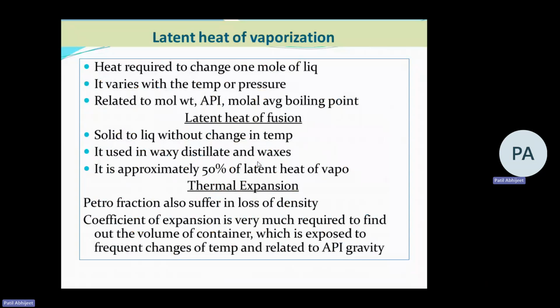Latent heat of fusion is the simple conversion of solid to liquid without change in temperature. These are used especially when the consideration is with respect to distillates or wax formation. In that case, we study the situation of wax formation. It is approximately 50% of the latent heat of vaporization.